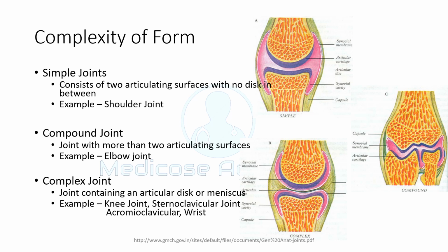A joint can be complex and compound at the same time. For example, a knee joint is compound because it is made up of femur, tibia, and patella, and complex because it contains medial and lateral menisci at the same time.